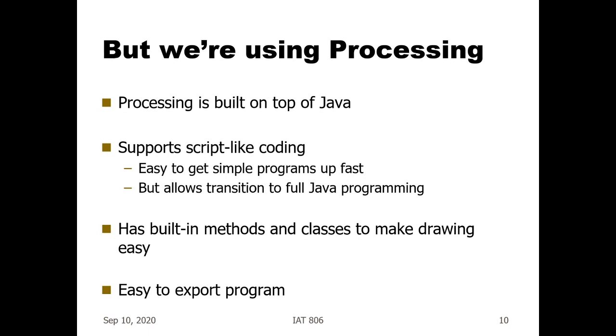I was talking about Java, but we are, of course, using Processing. Processing is a system that is built on top of Java, and more modern versions of Processing also enable you to use other programming languages. The purpose of Processing is that it starts by enabling script-like coding. And the advantage of it is that it is easy to get simple programs, like that for loop we showed a few slides ago, up and running right away. It also allows the transition to full Java programming if you should wish it.